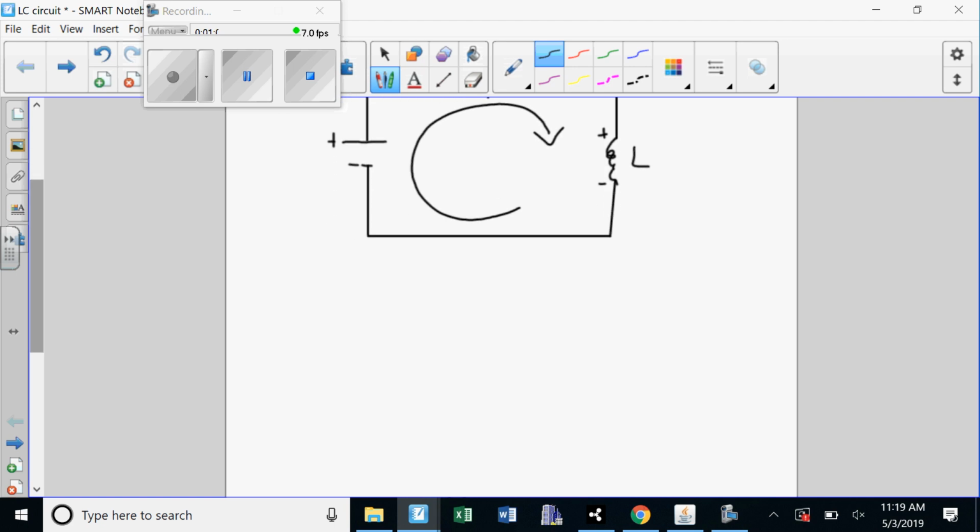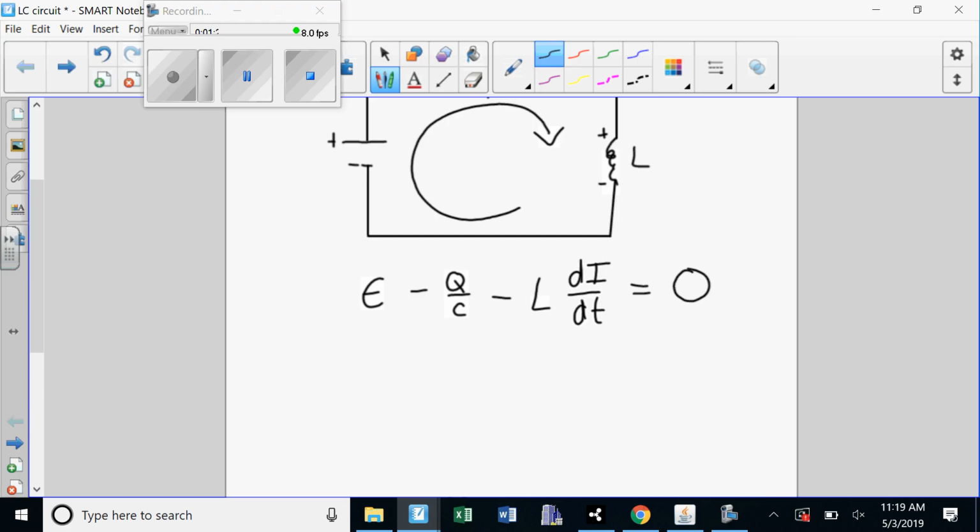So I can set up the loop rule: epsilon, the voltage gain of the battery, minus Q over C, because the capacitor is a drop, and again minus for the inductor because it's also a drop in voltage, and that is L di/dt, and all of these voltages have to add up to 0. Great. So I'm ready to set up and solve this differential equation.